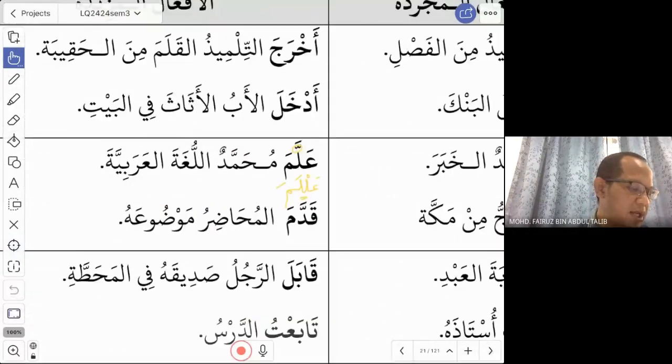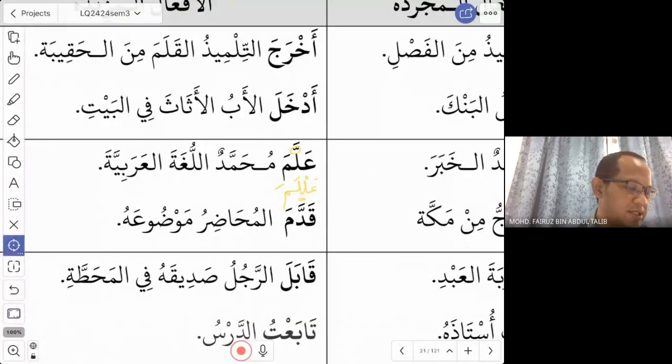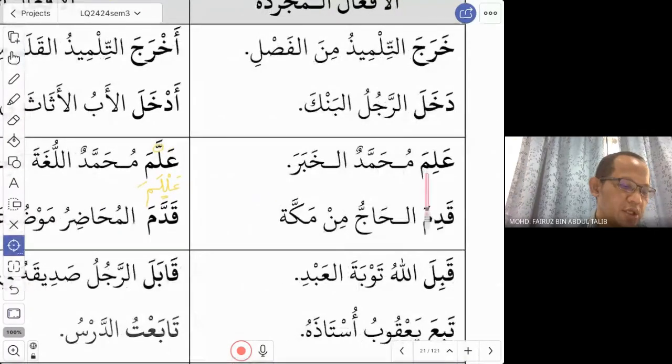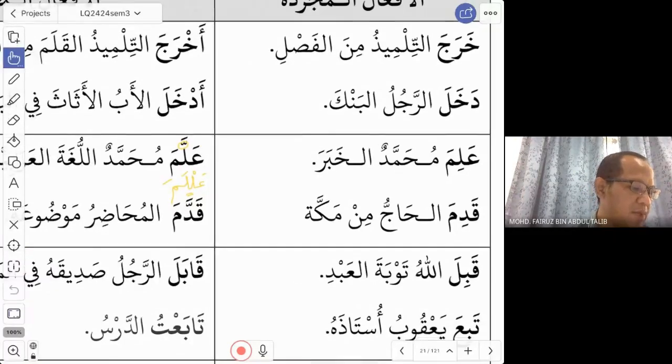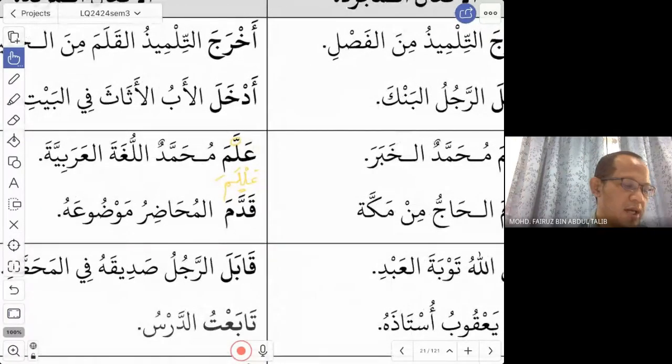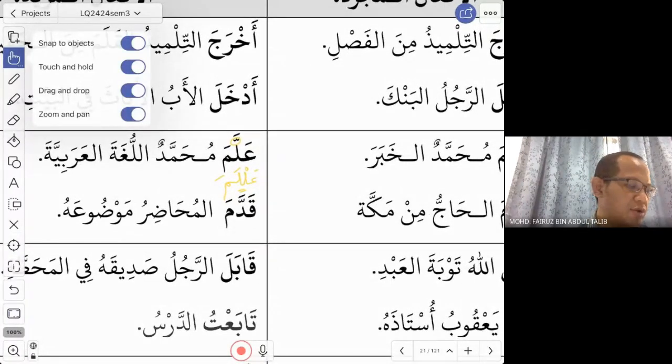Naam. So allama, and the meaning is now changed. Earlier alima means he knew, but when you say allama, it means to teach. So he taught. Muhammad taught lugha Arabiya. He taught lugha Arabiya. Naam. Okay, so this is the fi'l alima and also allama.